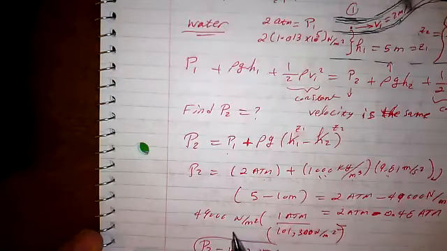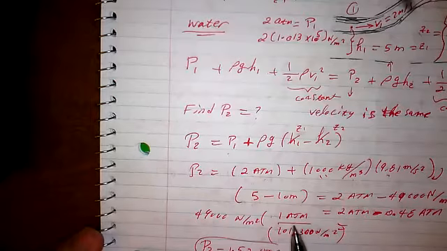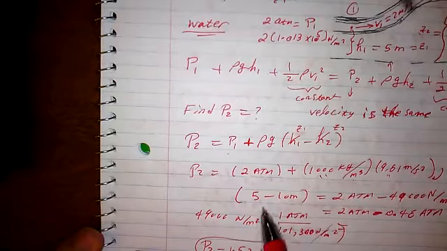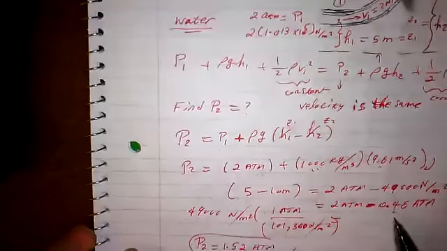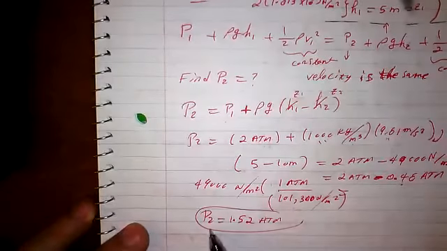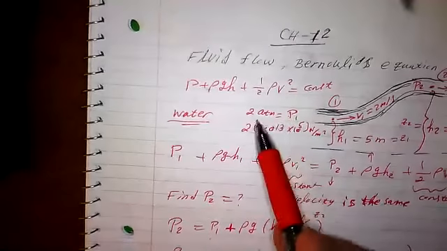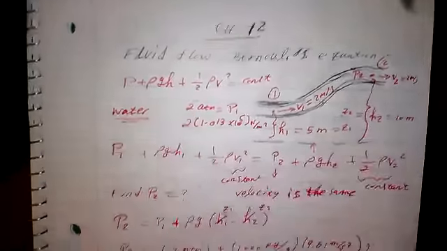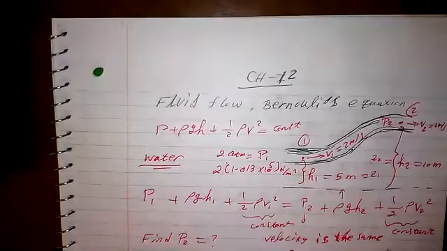But we want to convert this to atm, atmospheric pressure. 1 atm is 101,300 Newton per meter square, so the Newton per meter square cancels. This divided by this number gives us 0.48 atm, so now we have the same unit. Therefore, the exit pressure is 1.52 atm. You can see that the inlet pressure was 2 atm, and the exit pressure ended up lower, since the elevation increased and pressure decreases.